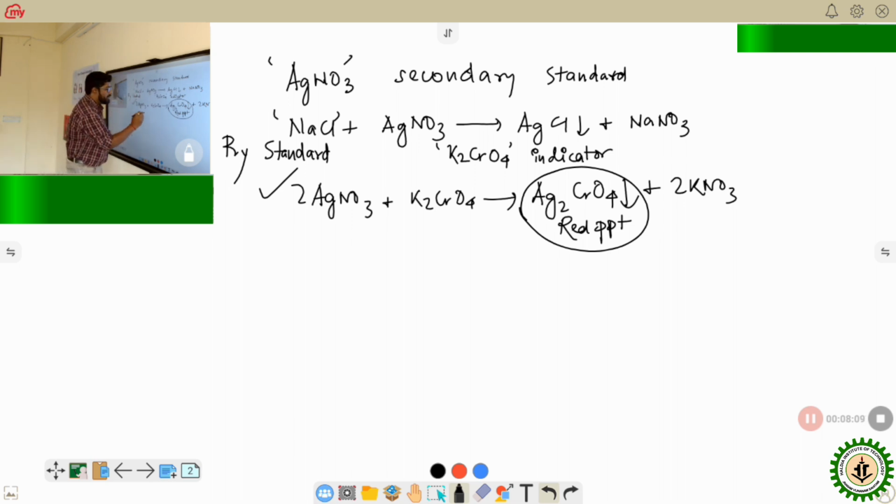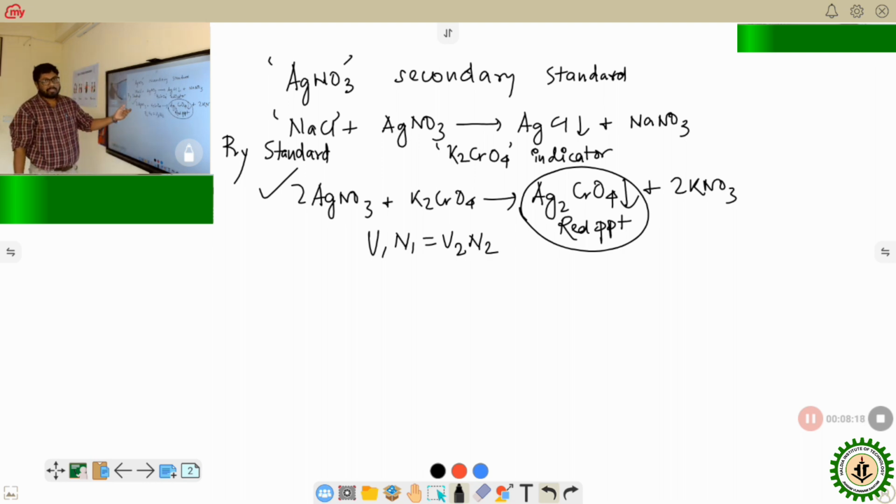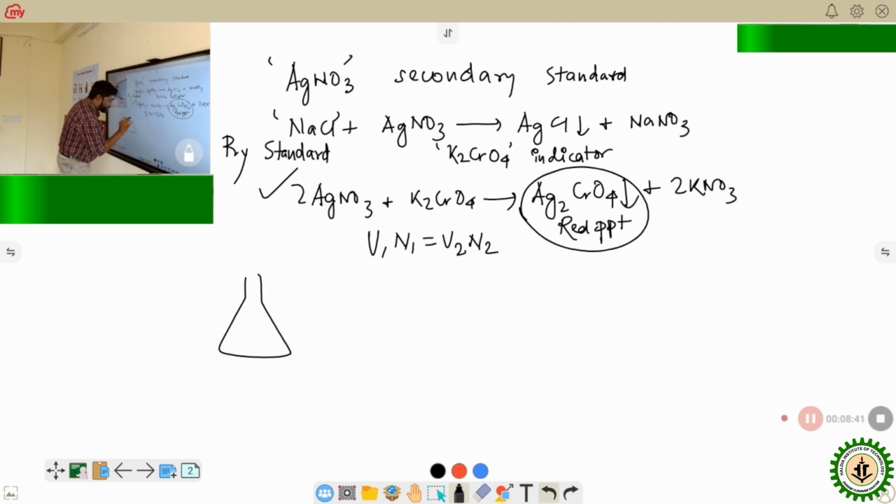And if I know this, by the help of this famous equation, I can calculate the normality or even molarity of the silver nitrate solution. That's how we can standardize silver nitrate solution. Now coming to, if I know the concentration of silver nitrate, how can I know the amount of chloride present in our water sample?